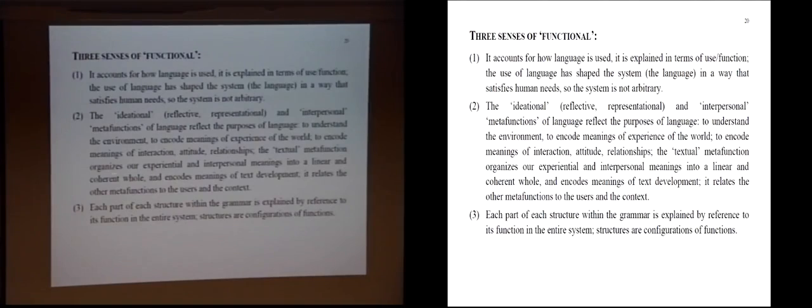And then the textual function organizes these two, the experiential and interpersonal meanings, into a linear structure and encodes the meanings of text development. When we are talking, part of the textual thing is a building up, right? Because you can't just say something and expect people to understand it out of the blue. You have to always relate one thing to another. This is why we don't teach 3-year-olds nuclear physics, because they have no way to incorporate the information you're telling them. That's why education has to be gradual. You have to constantly build up the base in which people can make sense of things.